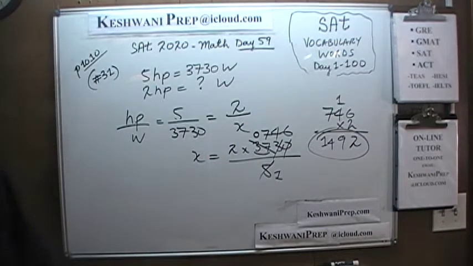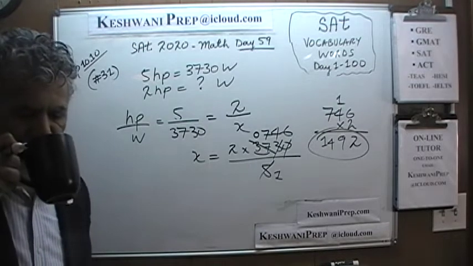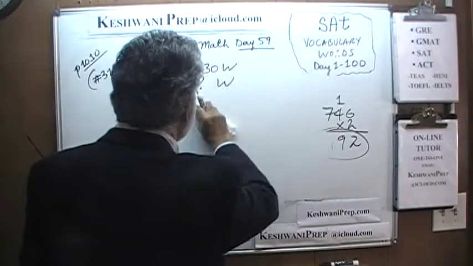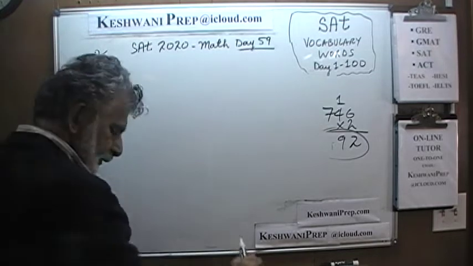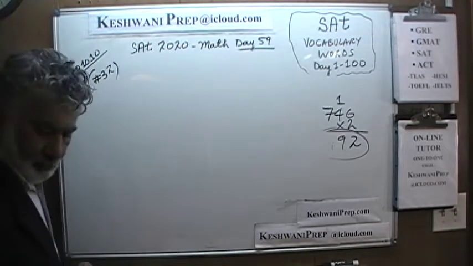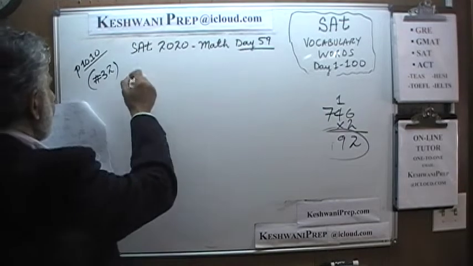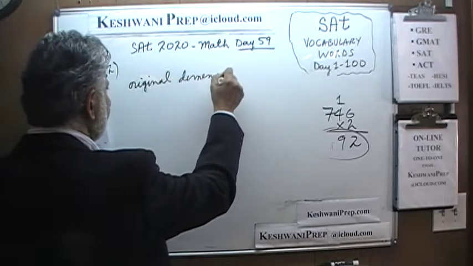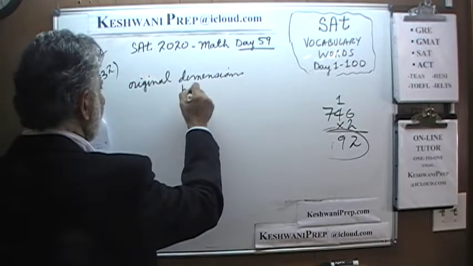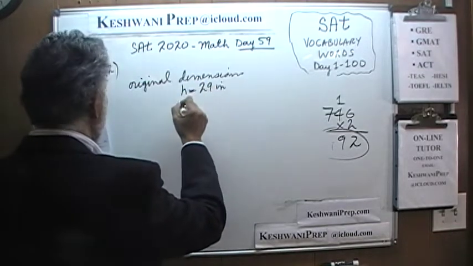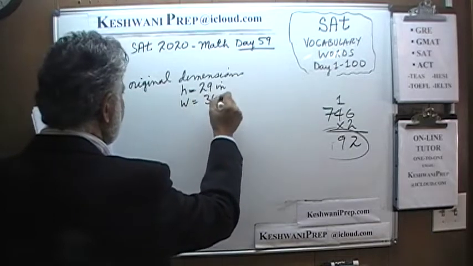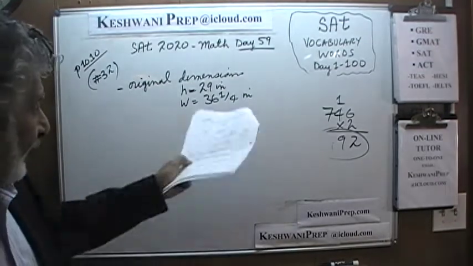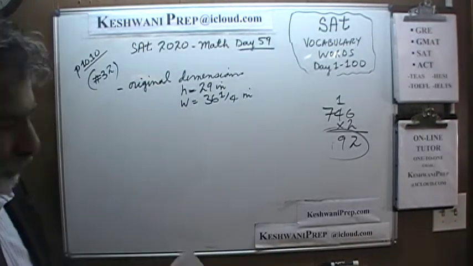Number 32. In number 32, we are told that there is an original painting which has the dimensions of 29 inches height and width of 36 and a quarter. That's the original painting. The original painting has these dimensions, 29 by 36 and a quarter.